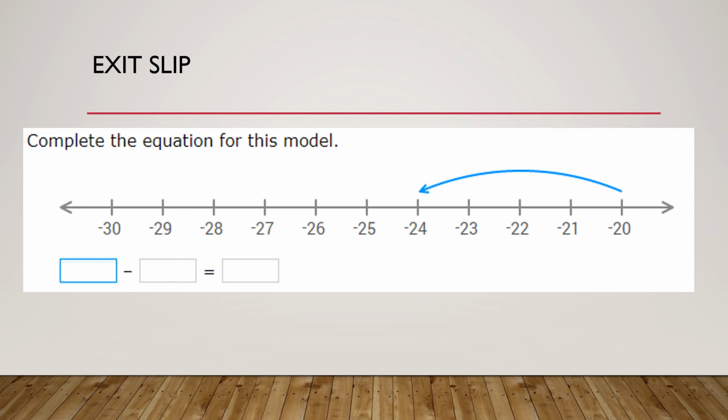Okay, go ahead and complete your exit slip. So again, you're just trying to write that equation. Okay, look at where it starts. It starts back here at negative 20. That tells me what goes in my first box here, negative 20. And then I'm ending at negative 24, so that's going to go in my equals, negative 24. And look to see how far back you had to go. You had to subtract 4 spaces. So negative 20 minus 4 equals negative 24.